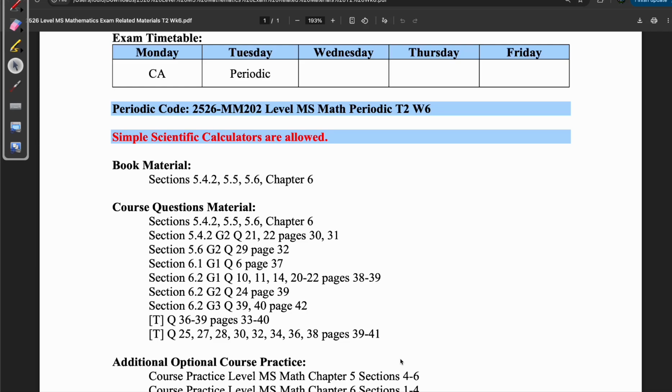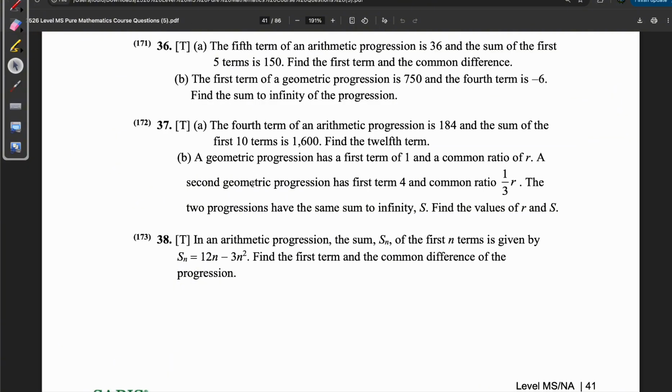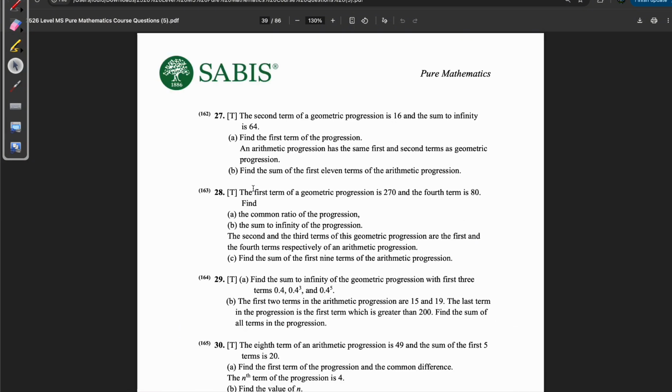Today I'll be explaining the course revision from 5.4.2 till 5.6. First I'm gonna start with the G2 questions and the G1 questions, and then I'll move on to the T questions. Let's start. So first we're gonna start with 5.4.2 G2 questions 21 and 22.